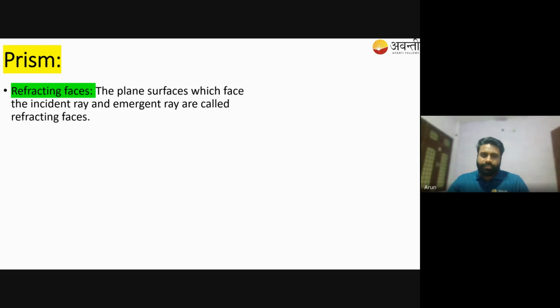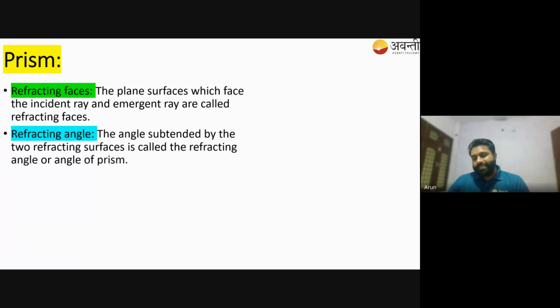The next point is the refracting angle. It is also termed the angle of prism. See, these are the two surfaces. The angle between them at which they are inclined is termed the refracting angle or the angle of prism. Most commonly, it is called the angle of prism. So you will remember this term as the angle of prism. Okay.